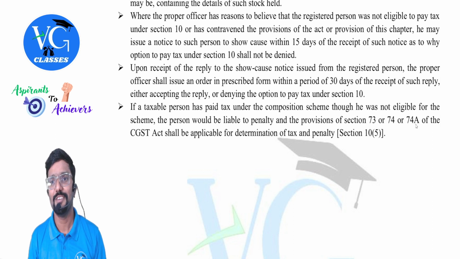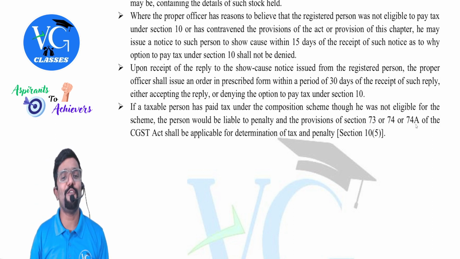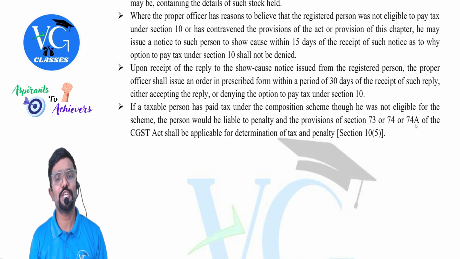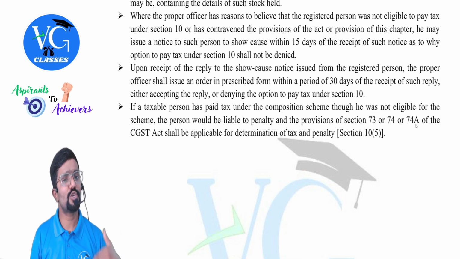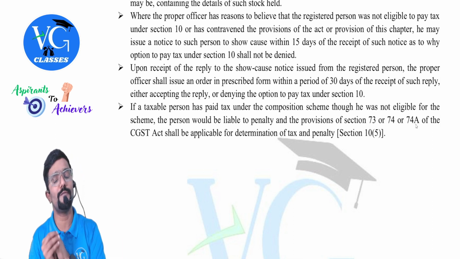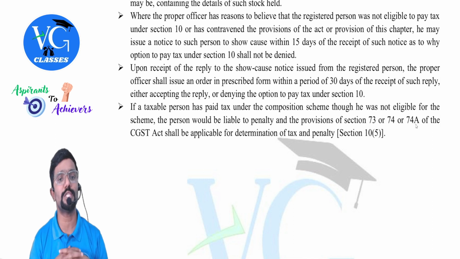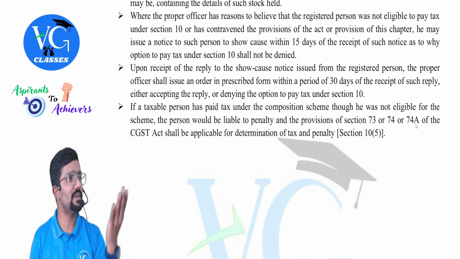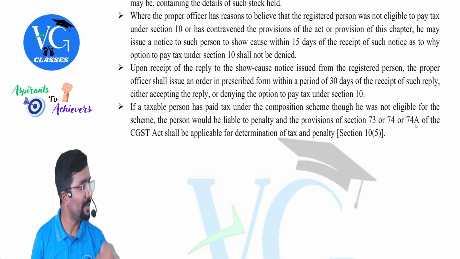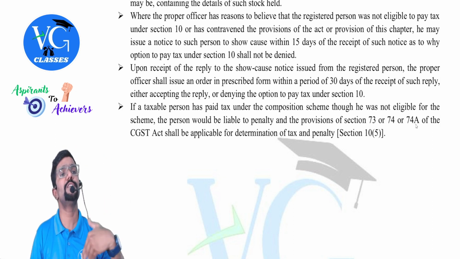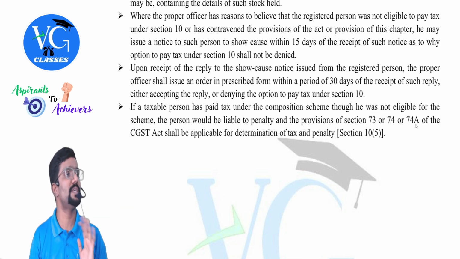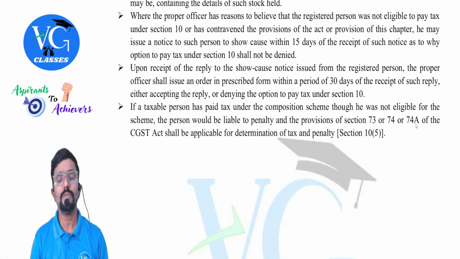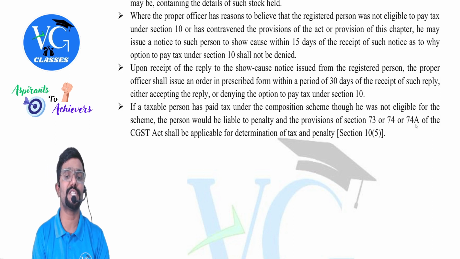Where the proper officer has reasons to believe that the registered person was not eligible to pay tax under section 10 or has contravened the provisions of the act or provisions of this chapter, he may issue a notice to such person to show cause. To show cause means what? I am issuing a notice for you, not just to see and keep it. You have to reply to it. Show cause means I am issuing a notice with the intention of receiving a reply from you, within 15 days of receipt of such notice, as to why the option to pay tax under section 10 shall not be denied.